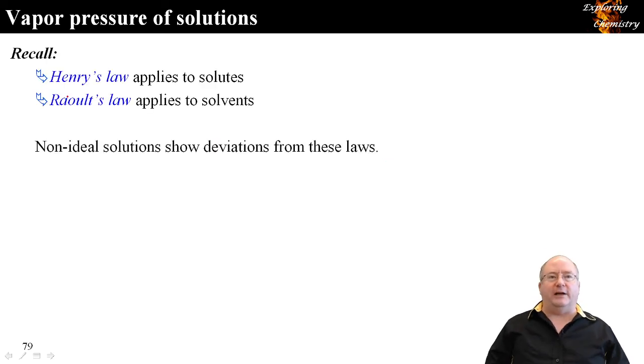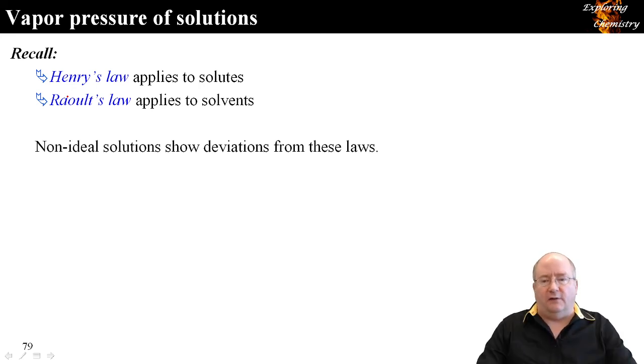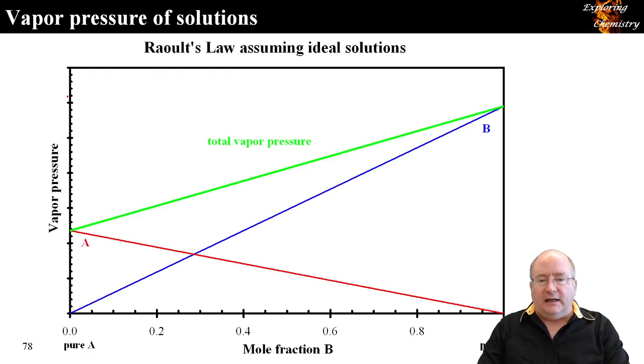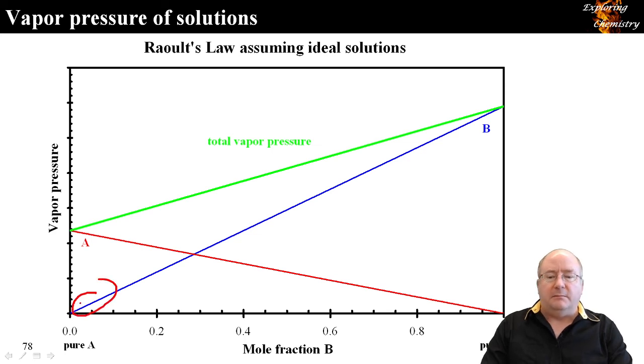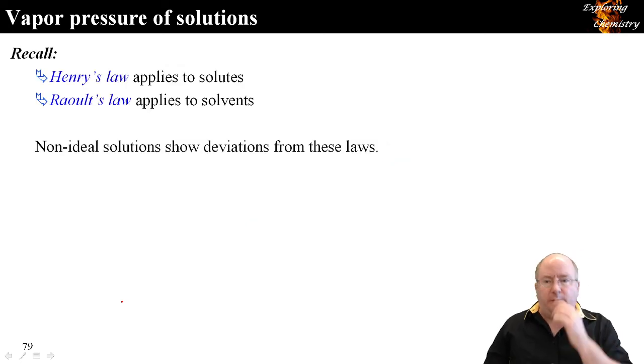However, we run into a few problems. First, Henry's law applies to solutes. Raoult's law applies to solvents. So even though this figure goes down in the bottom left-hand corner, down here, B is actually the solute. There's a tiny amount of B present there. We're saying that Raoult's law applies, and actually it doesn't apply. But that's what one would get if it was a pure solvent.